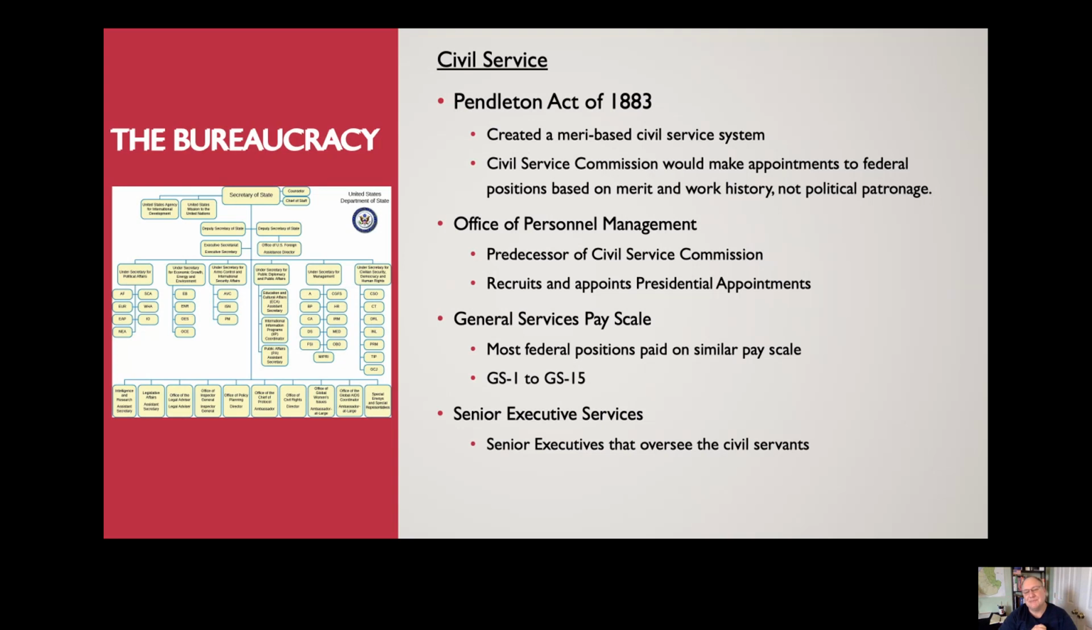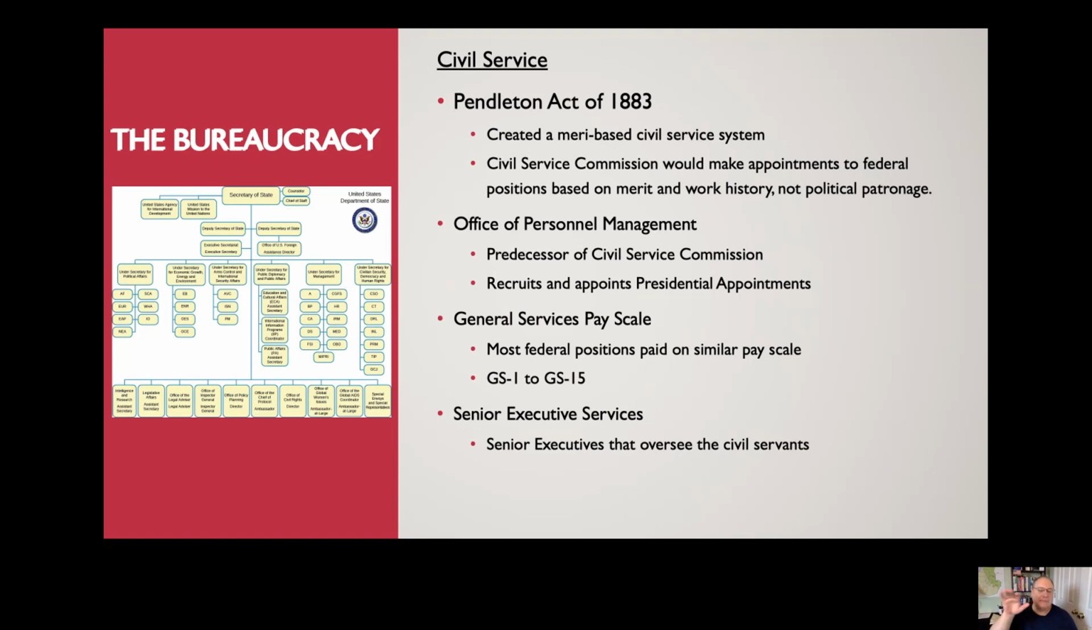The successor of the Civil Service Commission is now known as the Office of Personnel Management, OPM. They classify all the jobs, recruit, and put folks into those federal civil service positions. There are many pay scales throughout the federal government, but most of them are on the General Schedule pay scale. So most federal employees fit in a job from GS-1 to GS-15, based on seniority and the kind of work that they do.